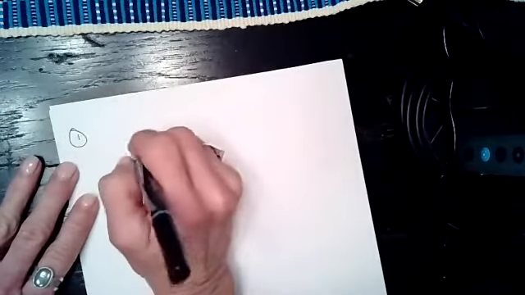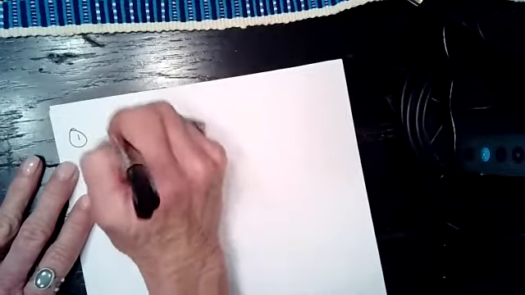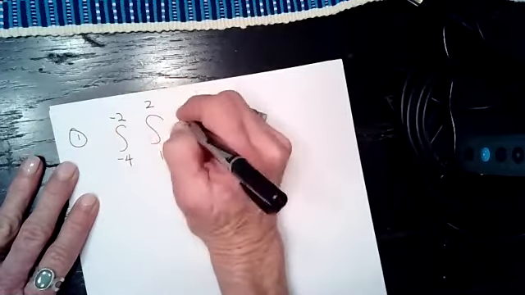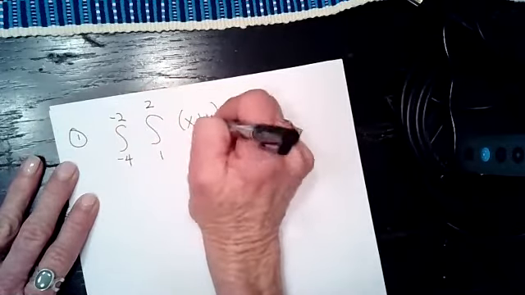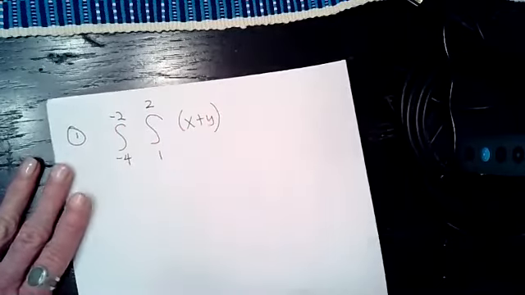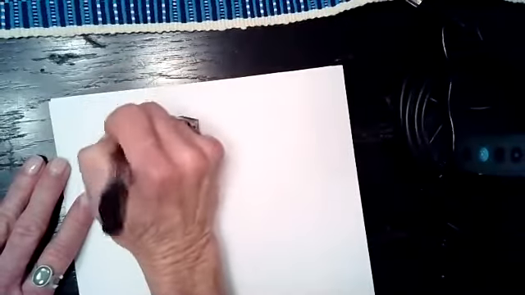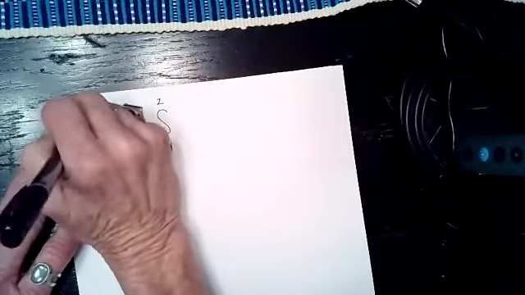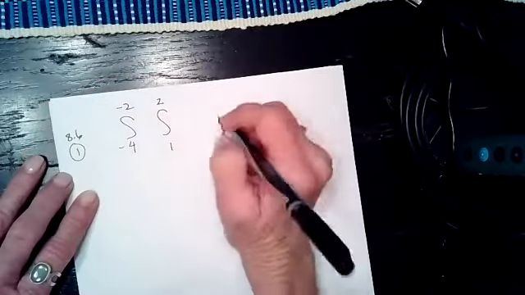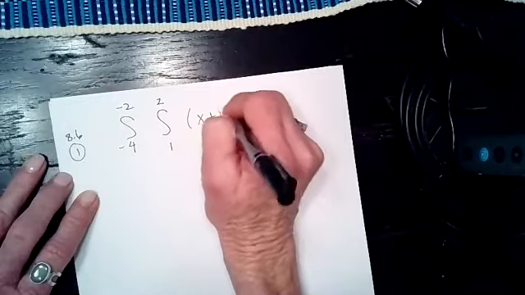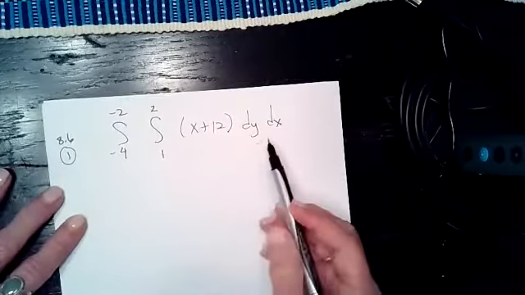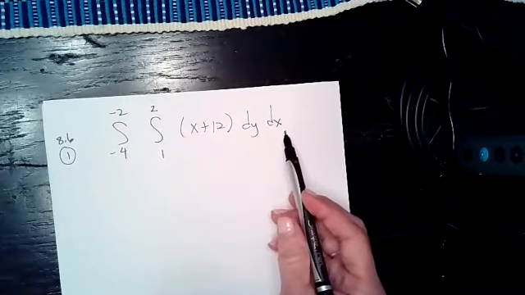So here we go. This is problem number 1 in your practice problems. I made them have hard limits: from -4 to -2, and then 1 to 2, of x plus 12, and then dy dx. And dy doesn't always come first, sometimes dx comes first. You just have to look.